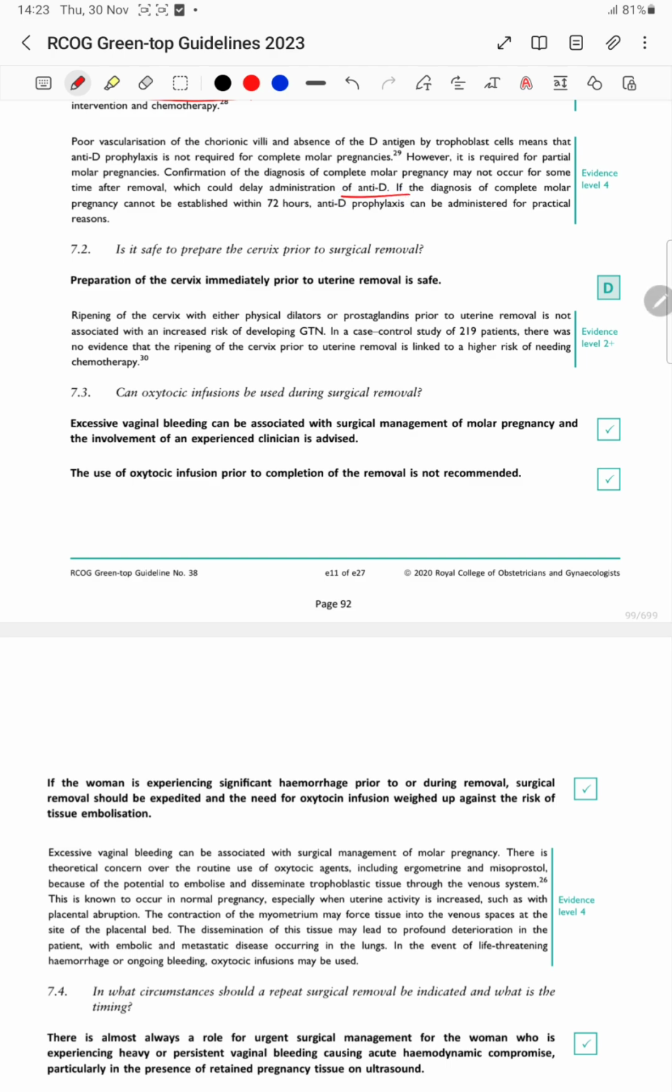And if the diagnosis of complete molar pregnancy cannot be established within the 72 hours, anti-D prophylaxis can be administered for practical reasons. It is safe to prepare the cervix prior to the surgical removal.